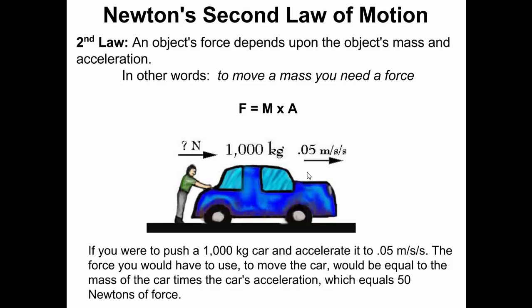And in science, you can always use a calculator. So when we multiply those two numbers together, we get an answer of 50. And the units that we use are called newtons. So it's 50 newtons of force. So the unit for force is newtons, which is easy enough to remember because this is Newton's law.